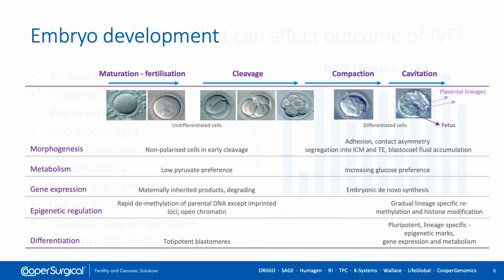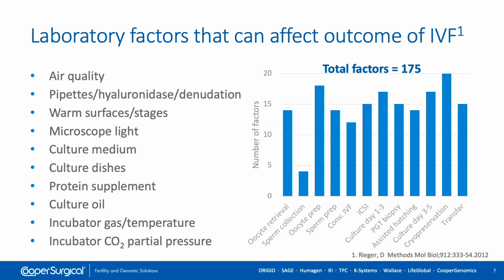But embryo culture media is not the be all and end all, although a major part of what we do, and we have to take into account all of the other laboratory factors that can affect IVF outcome. And this slide was put together by Don Rieger, former colleague of mine, which gives some indication of the complexity of the situation that we have. Of course, we have to take into account the environment, including air quality, and all of the equipment that we use. And as you can see, culture media is only one of those factors that can affect the outcome.